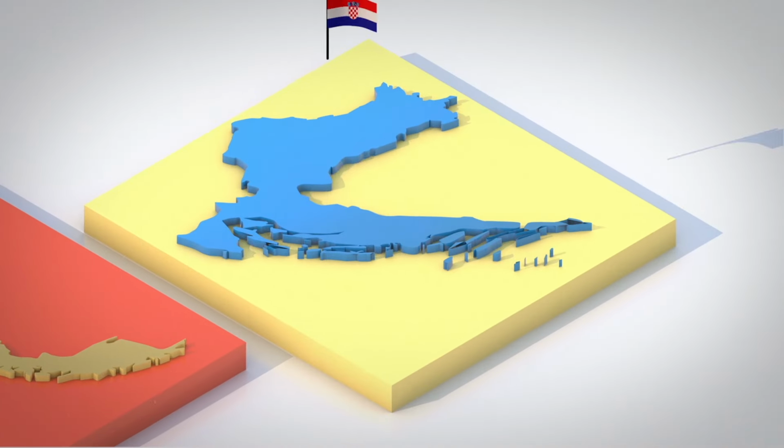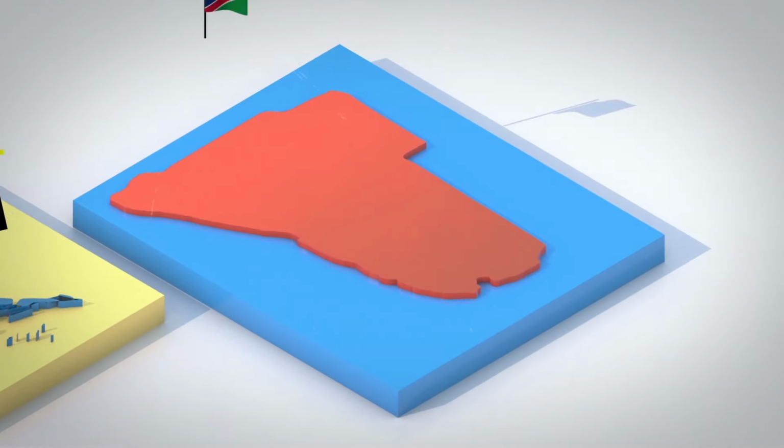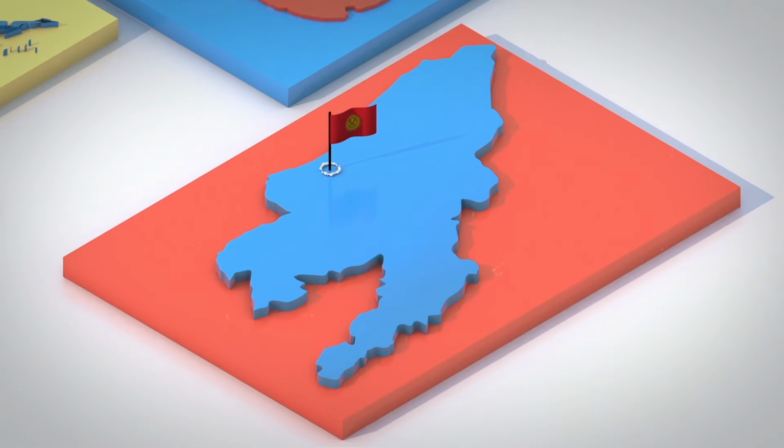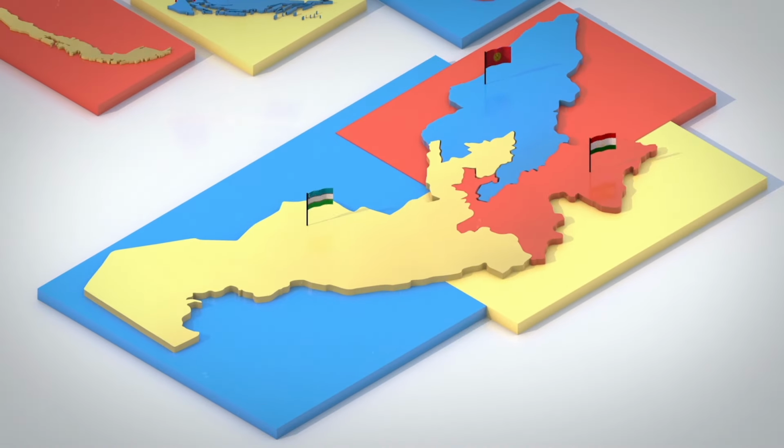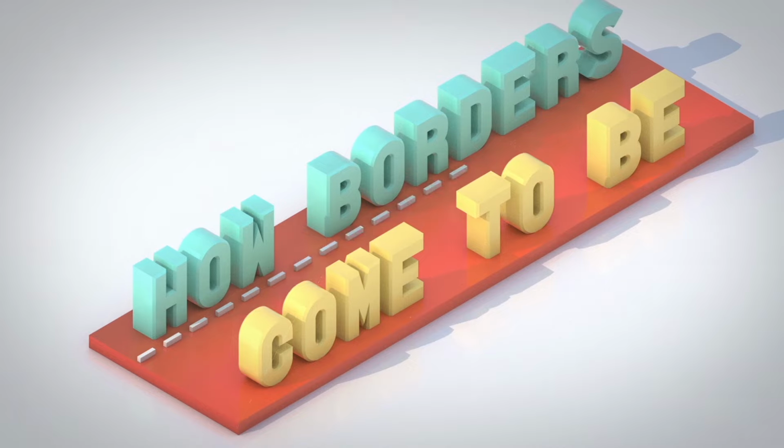Ever wonder why Chile is so long and thin? Or how Croatia ended up looking like a work of postmodern art? What is that thing sticking out of Namibia? Huh? What? How? Well, don't worry, I got you covered. This is how borders come to be.